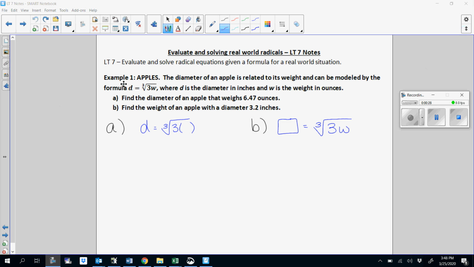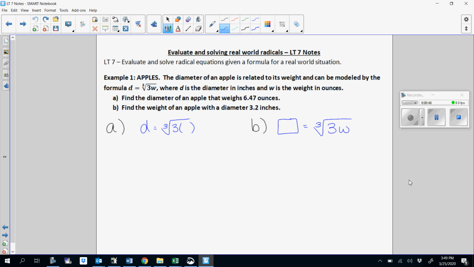But our first example gives us that the diameter of an apple is related to its weight. It can be modeled by the formula where D is the diameter, where D equals cube root of 3W, and W is the weight of the apple. So in part A, it says find the diameter. You're going to be finding D. And they're going to give you that the weight is 6.47.